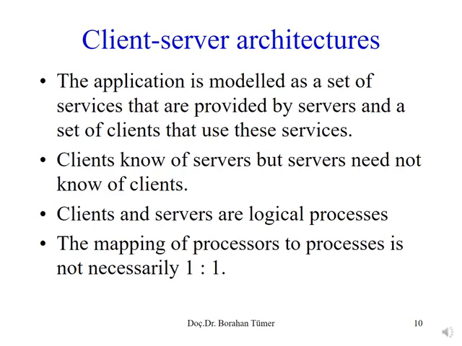Another distributed system architecture type is client-server architectures. They are modeled as a set of services which are provided by the servers and a set of clients that use these services. In this architectural style, clients are aware of servers, but servers do not know of clients. Here what we mean by clients and servers are logical processes. They reside on processors, but the mapping of processes to processors need not be one-to-one.